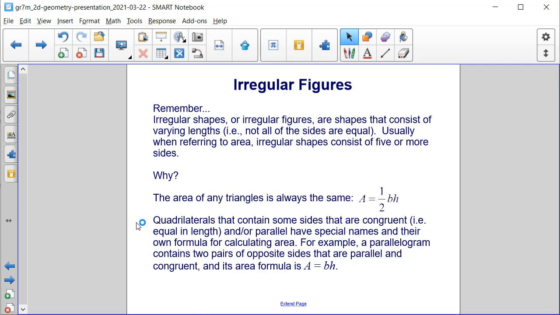Again, usually when referring to area, irregular shapes consist of 5 or more sides. Why? Well, the area of a triangle, or a 3-sided figure, is always the same. It's 1/2 base times height.